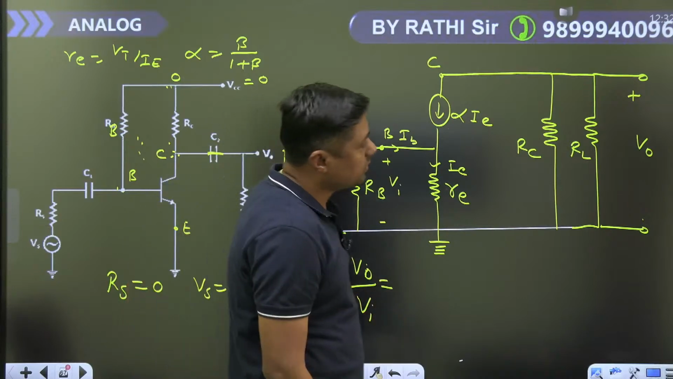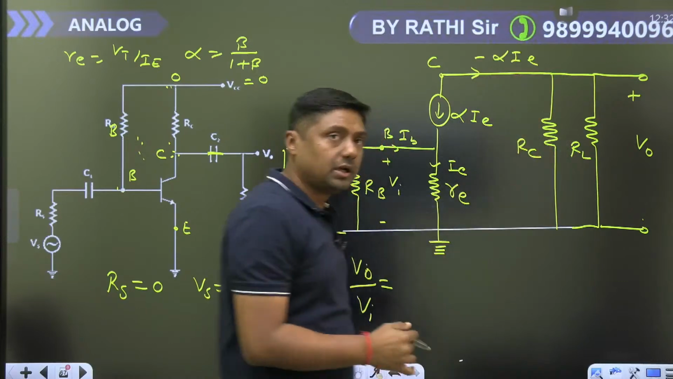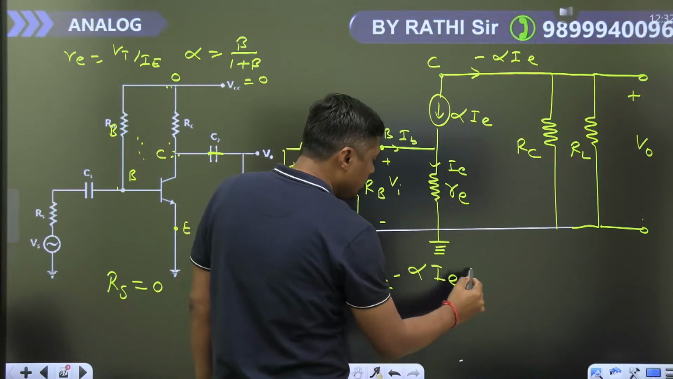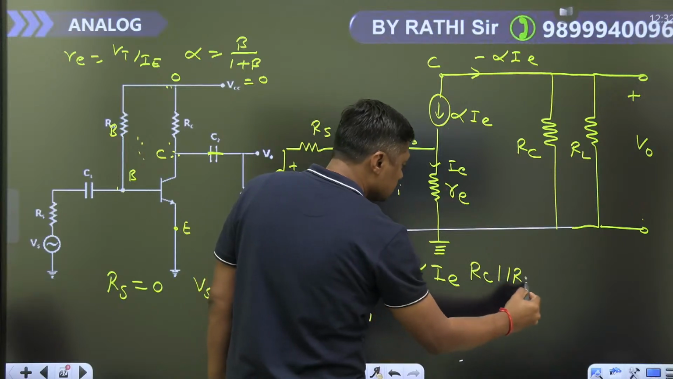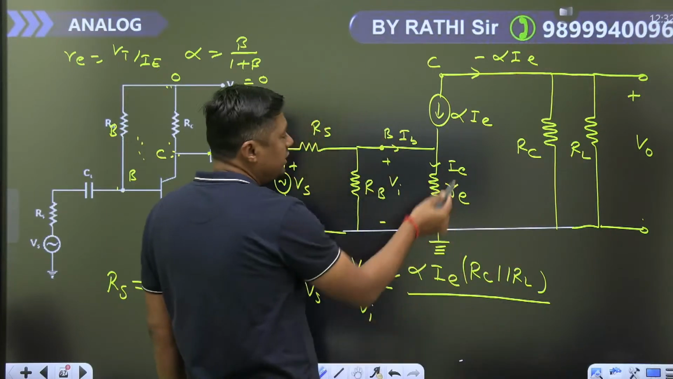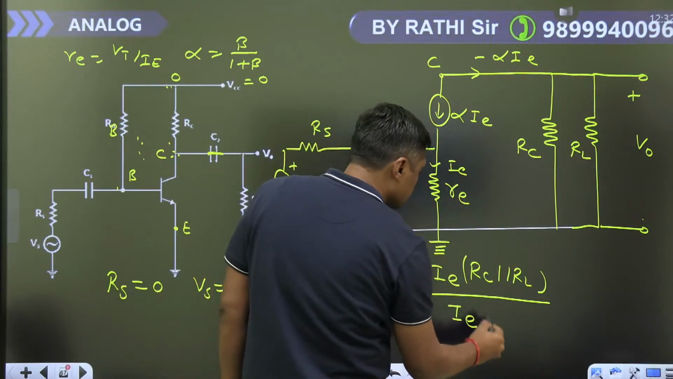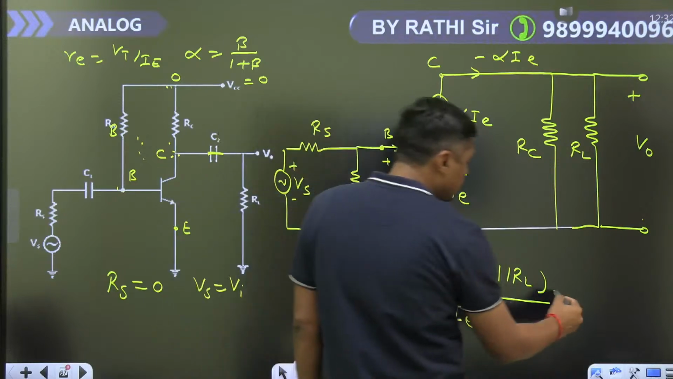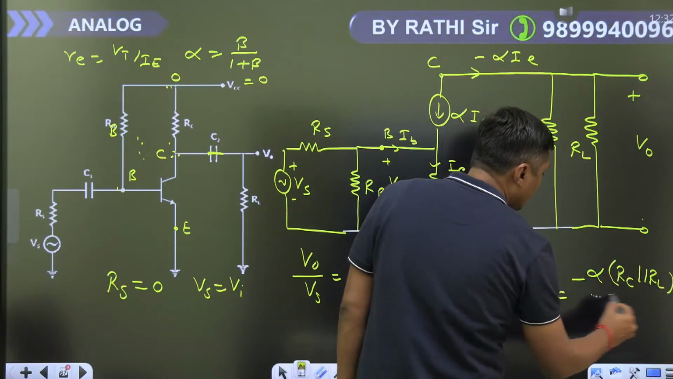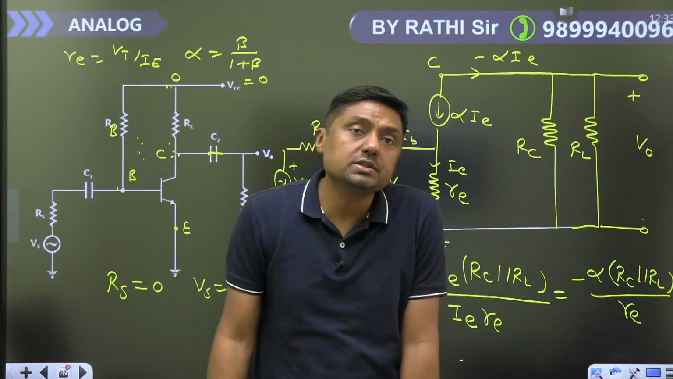Now, what is the V naught? What is the current here? Minus alpha I. These two resistors are in parallel. So you can directly write minus alpha I into what? RC parallel with RL upon I into Re, because Vi is nothing but the voltage across this, I into Re. I cancel, and what is the answer? Minus alpha RC parallel with RL upon Re. And that is the answer for this particular question. That is called what? Voltage gain.